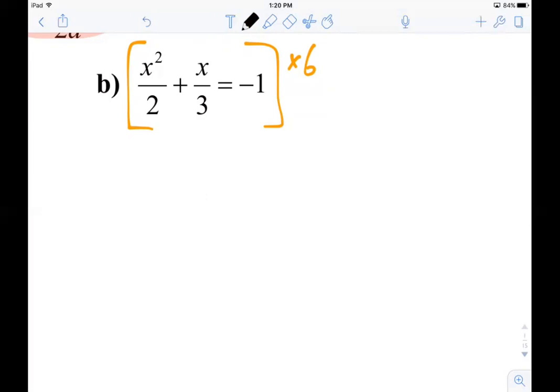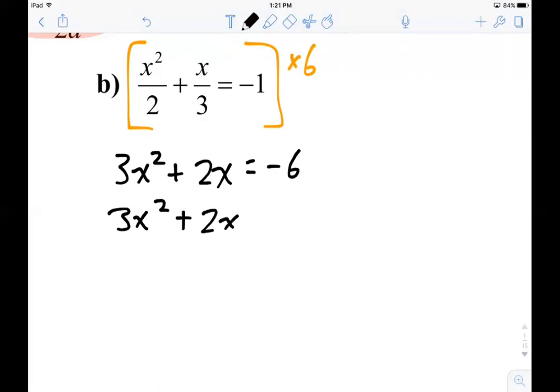So after a little bit of reducing, this is really more of a grade 10 skill. We reviewed this in grade 10, but after a little bit of reducing, you'd end up with 3x squared plus 2x. And on the other side, the negative 1 has to multiply by 6 as well, and that would equal negative 6. We need everything to be together on one side though, so in full standard form, it would look more like this, where now I'm going to add the 6 on the left, and it disappears on the right.